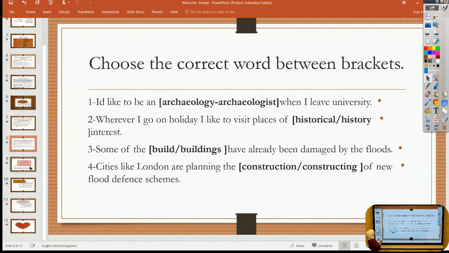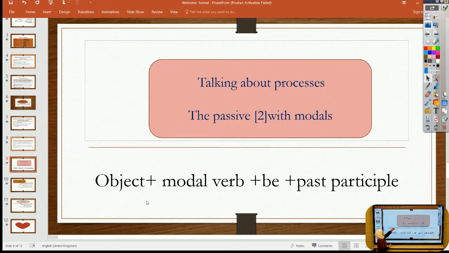Now we'll move to a new idea here. We'll return to the passive with modals. Okay? As you know, my students, how do we form the passive? Remember, I must start first to write the object. After the object, I need a modal verb. Sure, here I'm talking about passive with modals, not with other tenses. Object, modal verb. After the modal verb, be. And then we use the past participle.